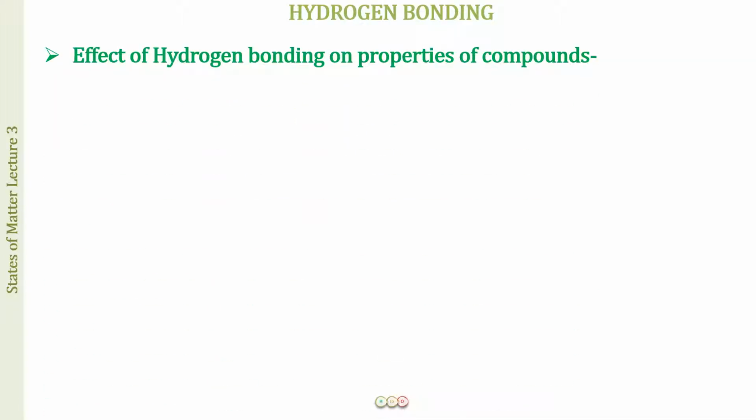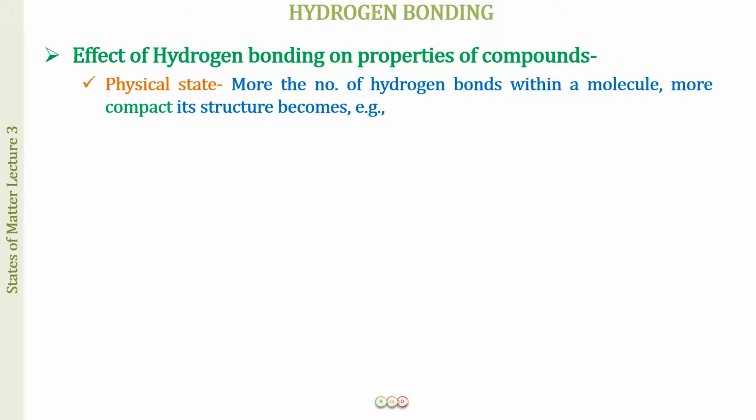Now, when we talk about the applications of hydrogen bonding, we study and understand the effect of hydrogen bonding on the properties of compounds. And these effects of hydrogen bonding on the properties is what is asked in the examination. Okay. The first effect that we study is on the physical state of matter. The more the number of hydrogen bonds within a molecule, the more compact the structure is going to be.